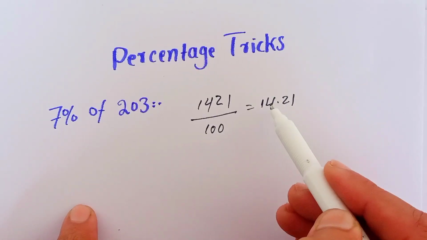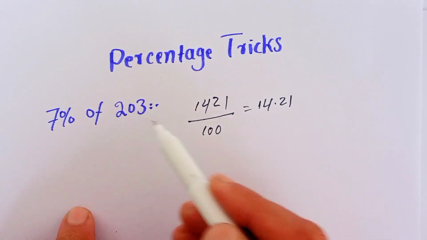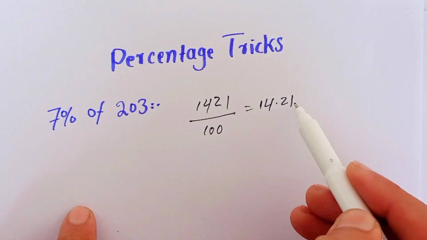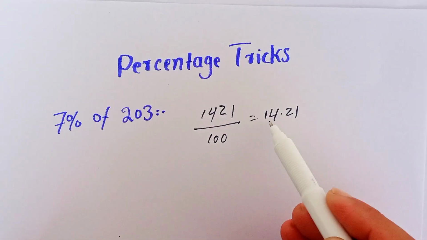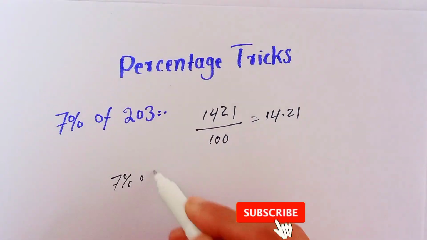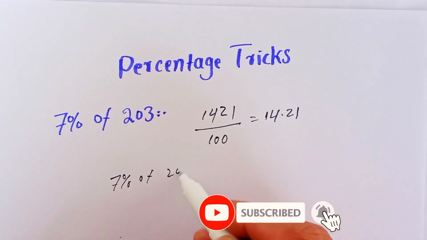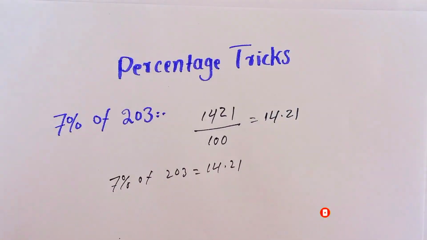So it is very easy to find the percentage of any number, just like 7% of 203 is equal to 14.21, right? So we can say that 7% of 203 is equal to 14.21, right?